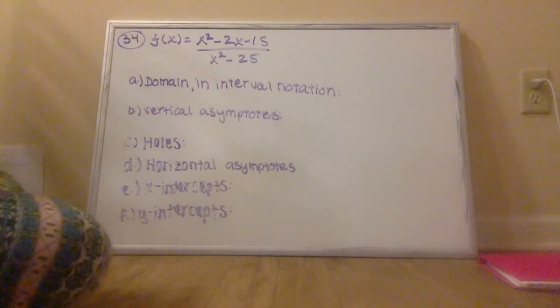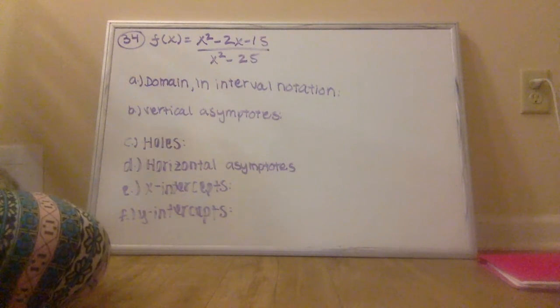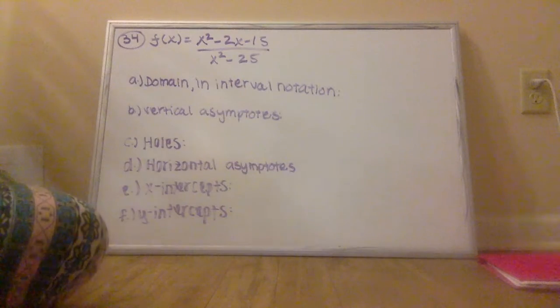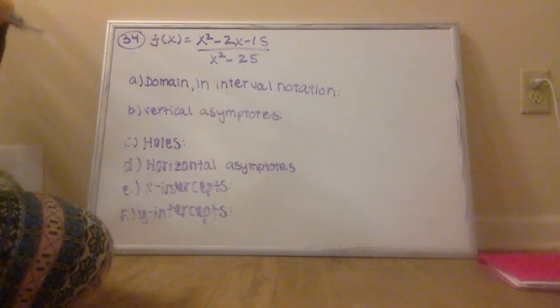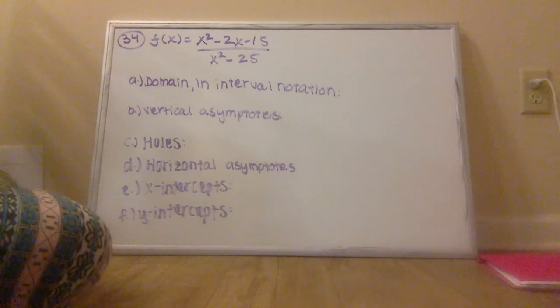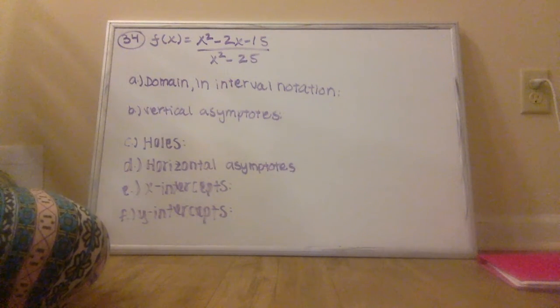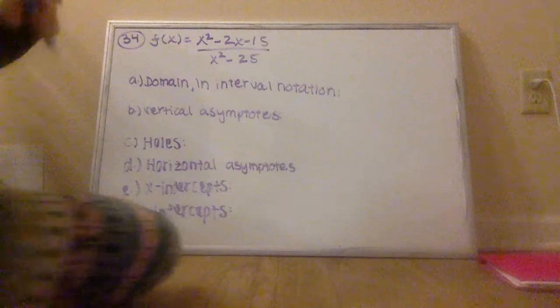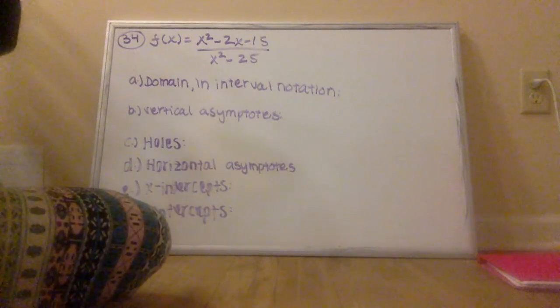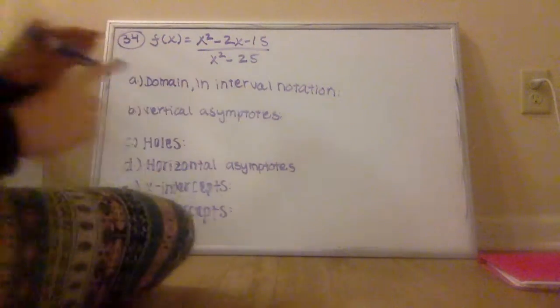Okay, so this is problem number 34 from the test 3 study guide. It says that given the function f of x is equal to x squared minus 2x minus 15 over x squared minus 25, to find the following, and then if none exists, we'll state none. Alright, so first things first, I'm going to go ahead and factor this whole thing.